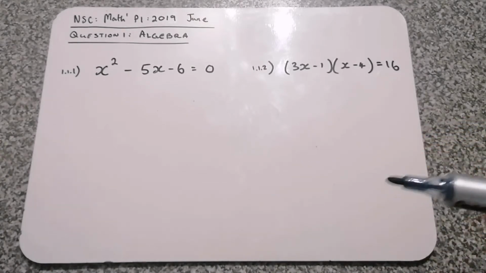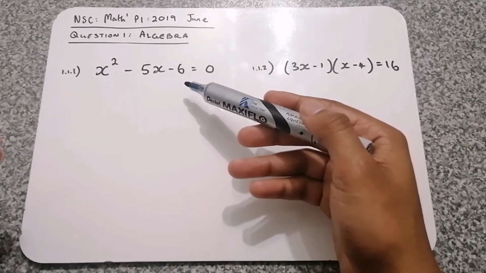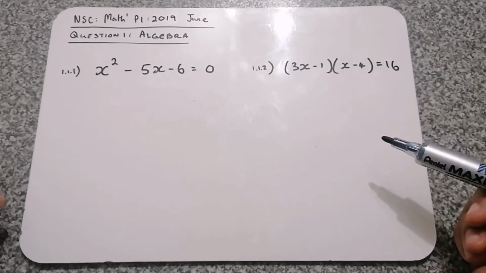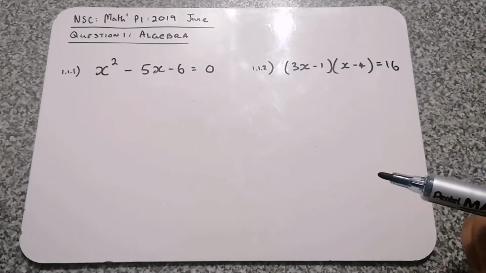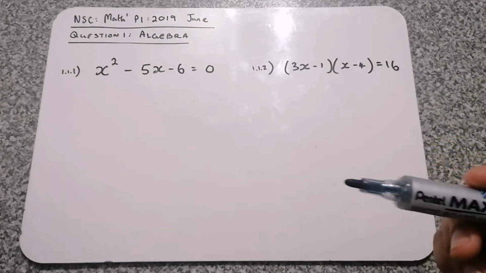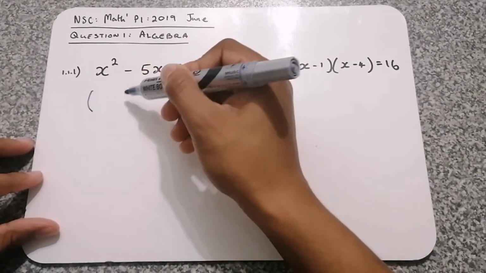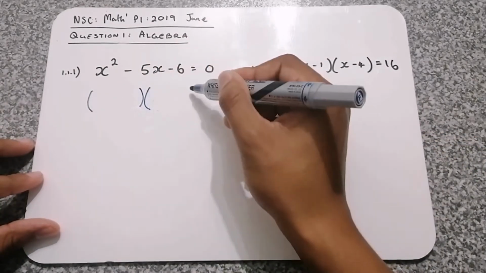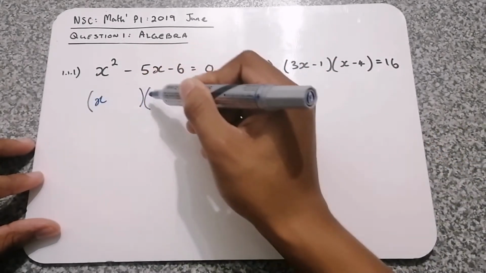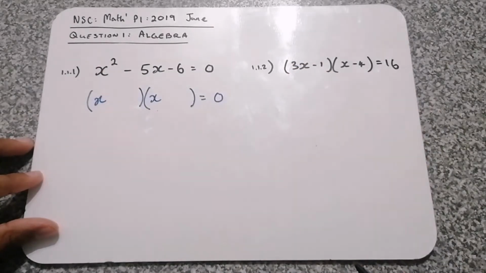But let's first have a look at the first question, which is x squared minus 5x minus 6 equal to 0. Okay, so a couple of ways to do this, but I guess the most immediate or fastest way is to factorize the trinomial. So I'm going to do that by opening up a set of brackets. Now we need to find the factors of 6 that, minused together, give us negative 5.